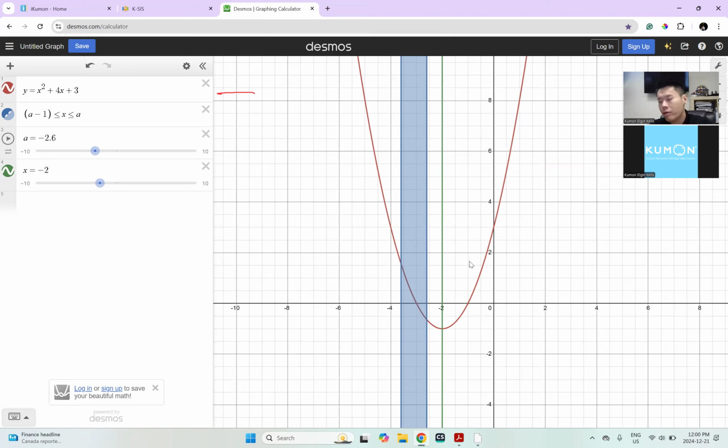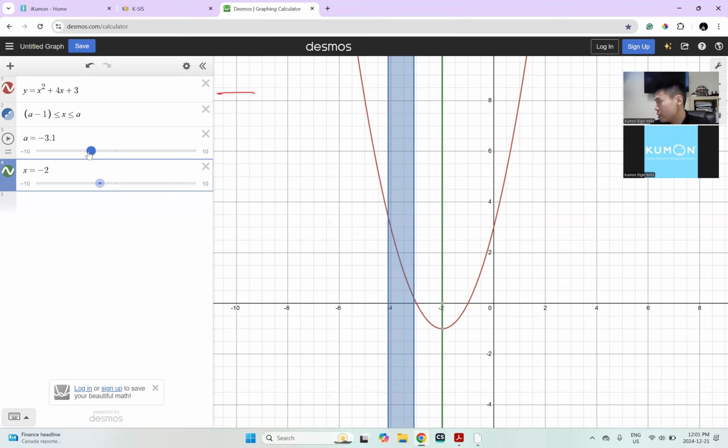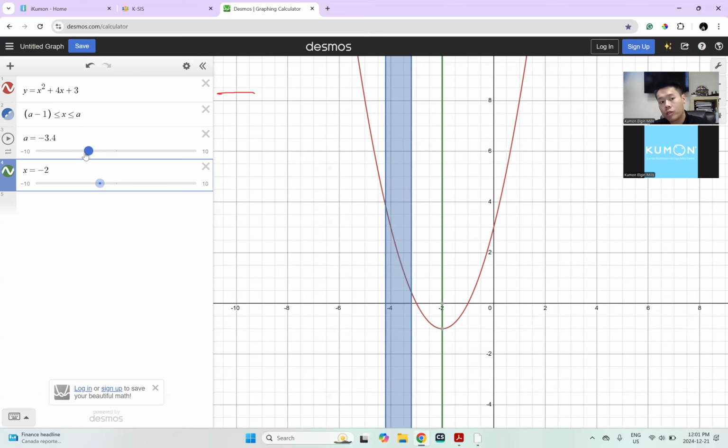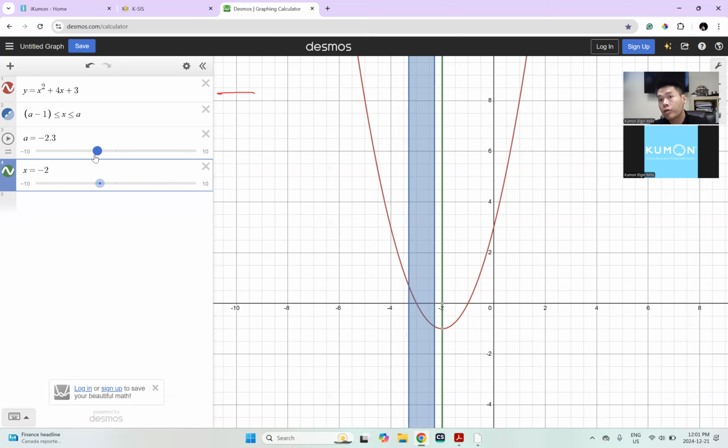So what is my vertex in this case? It is (-2, 1). As you can see, this is the vertex. The vertex is also my minimum value, right? But because my x domain is in between a minus 1 and a, with different a values I should have different minimum values. So let's say, for example, my domain is on the left side, where a is smaller than -2.